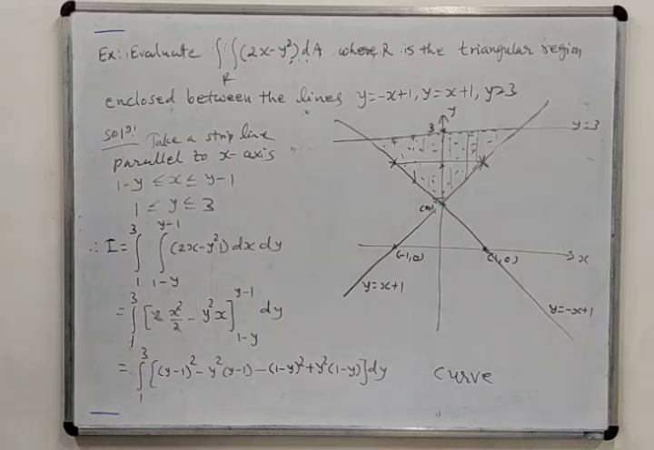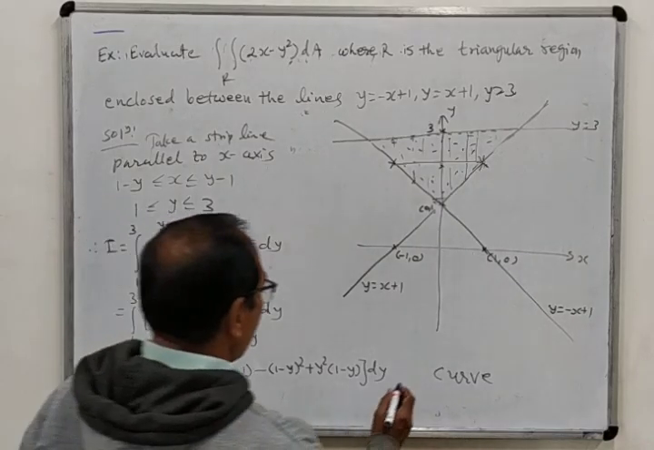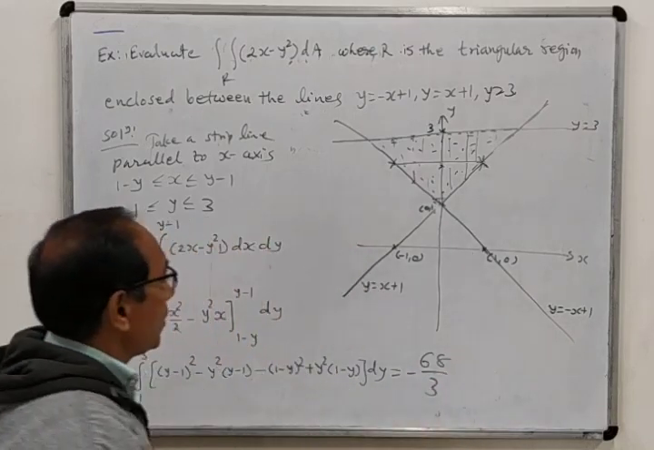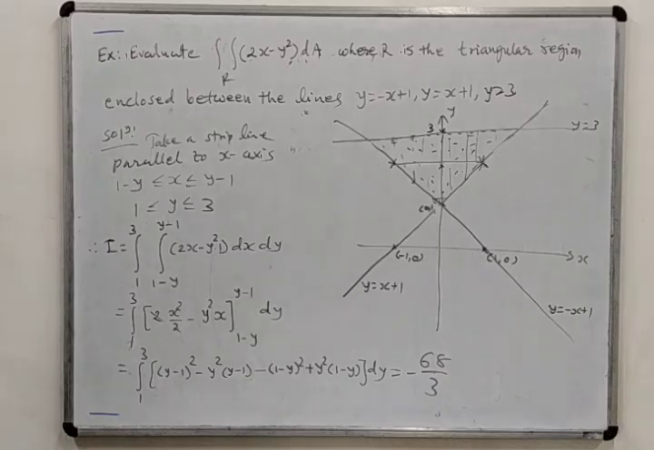Okay. So the remaining part of the solution I will leave to you. You can solve it yourself. Okay. And the answer is minus 68 by 3. Minus 68 by 3. Okay. So you note down this one.